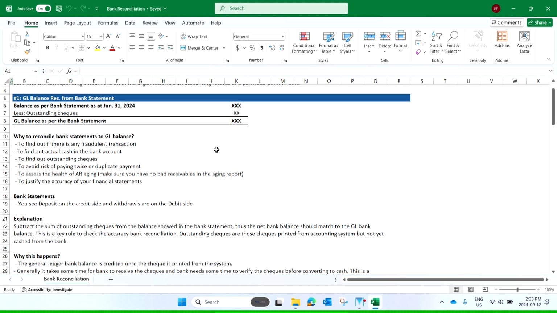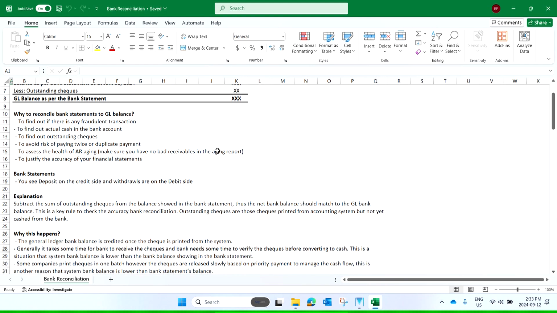Next thing is to find out the cash in the bank account. If you don't reconcile your bank, you don't really know what's the real cash, because you might have a lot of outstanding checks you have issued already, but you may not have the sufficient balance in the bank account. If you don't, then that's a problem, because that will be the NSF check, non-sufficient funds check. So if that happens, then it's not a good situation.